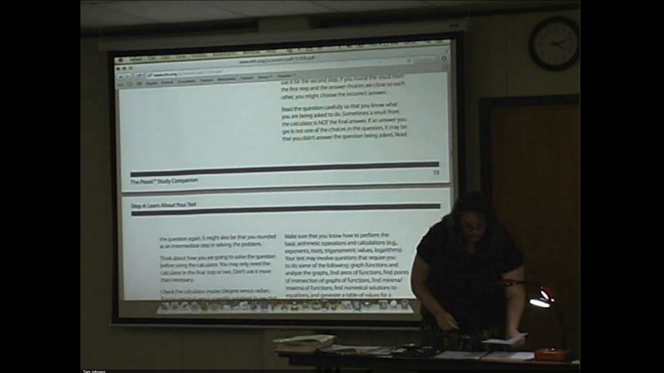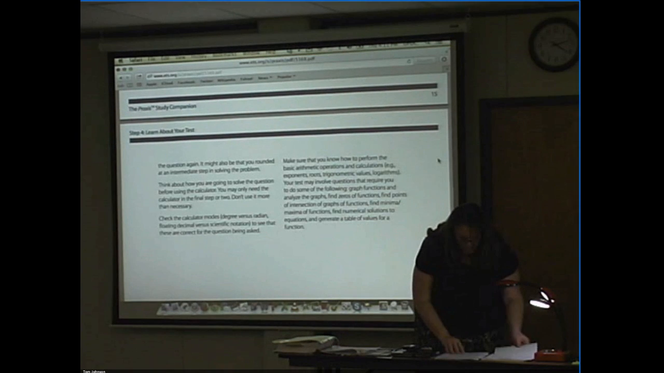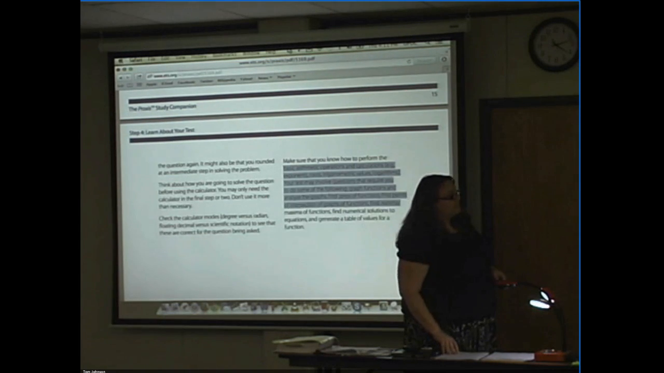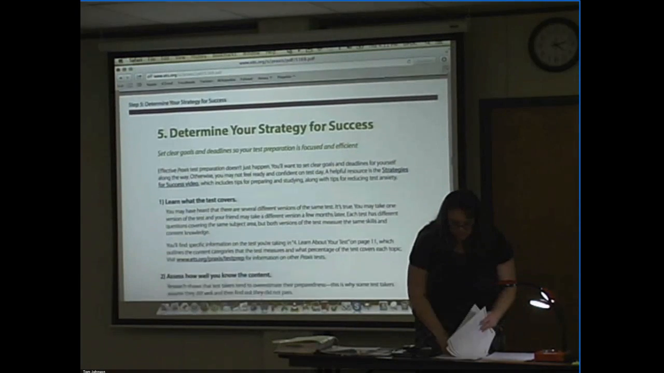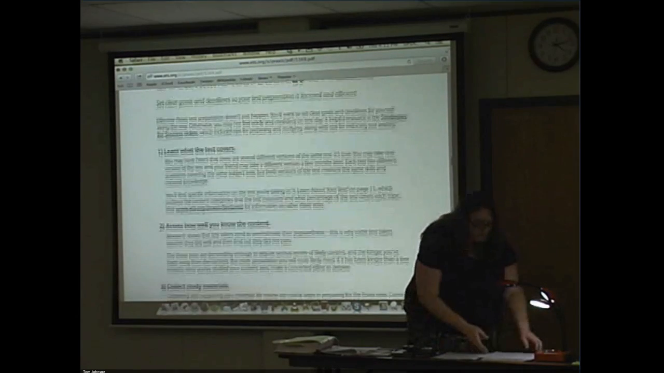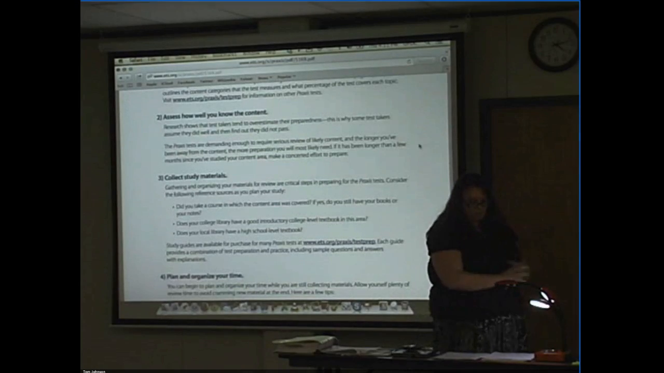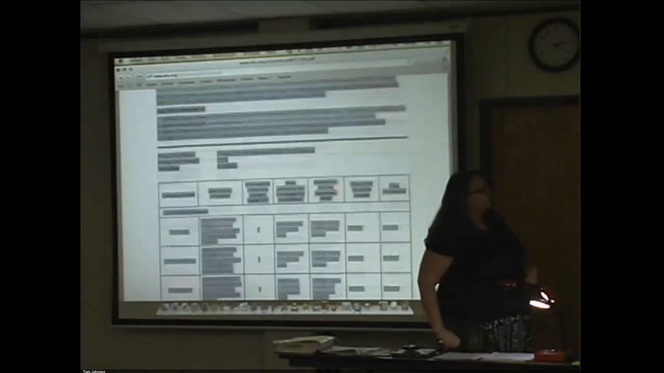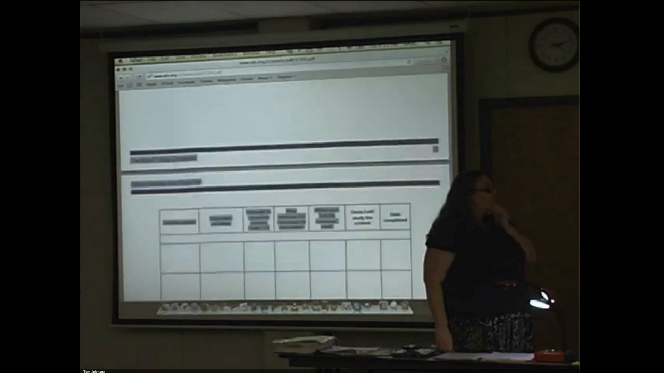Then it goes back into some more general information in section 5. It talks about a study strategy, how to study for success, which is kind of what we've done. So if we go to section 7, review SMART tips for success. So this is developing your study plan.